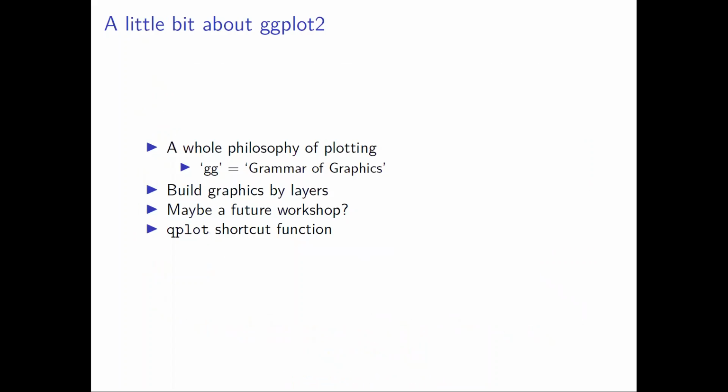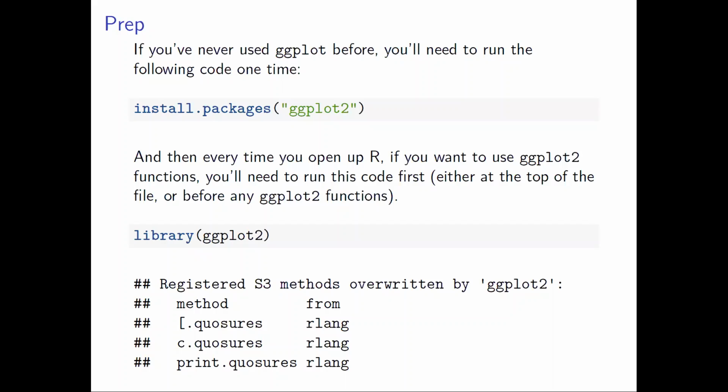It actually comes from a whole philosophy of how statistical graphics works, from a book called The Grammar of Graphics. That's what GG stands for. Maybe one day we can do a whole workshop about it. I think that'd be cool. But in the meantime, we're going to use one function in the package called qplot, which I think stands for quick plot. It's a shortcut that'll get you a long way.